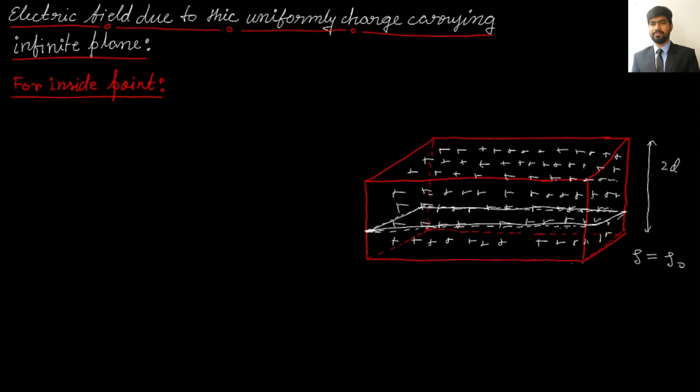Now, to calculate the electric field inside, we have to consider a Gaussian surface inside this plane. Let me consider a Gaussian surface like this, whose top surface is at a distance z from the mid layer. The mid layer is at z equals 0, the top surface is at z equals z, and the cross-section of the top surface is A. The bottom surface of this Gaussian surface is at a distance minus z, with cross-section area A, and this whole Gaussian surface is inside the thick plane.